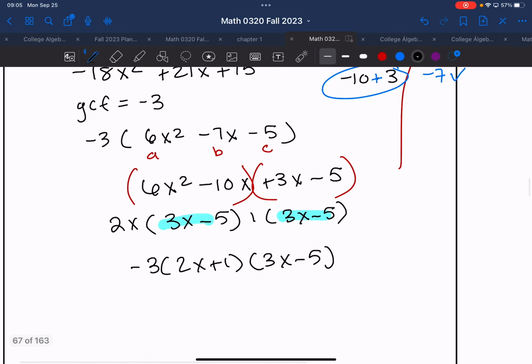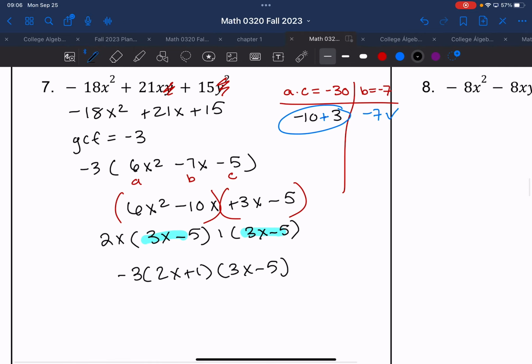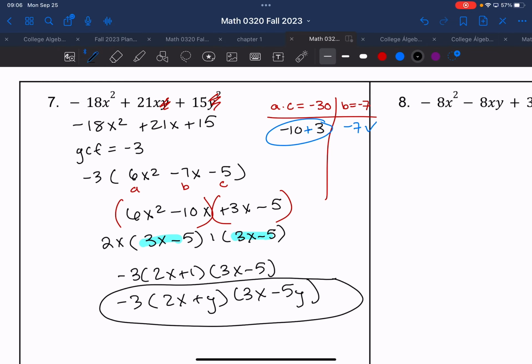Okay? But remember in the beginning, we ignored our y's. So where are those y's going to go? At the end of our parentheses, like at the end inside of them. So it's negative 3, 2x plus y, and 3x minus 5y. I just attached the y's to the last terms in those parentheses. Any questions on number 7, how we got the answer here?